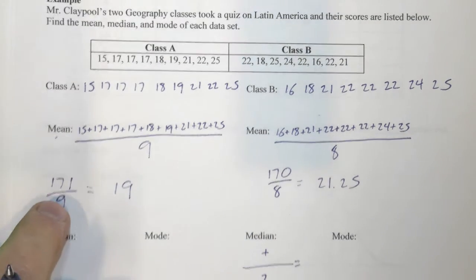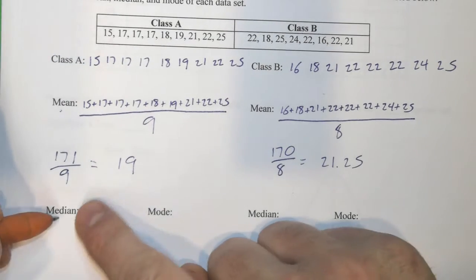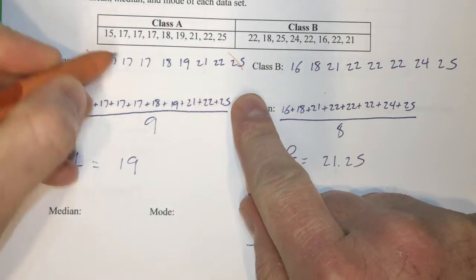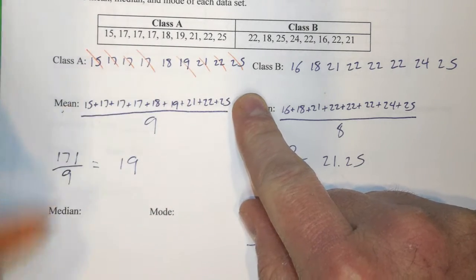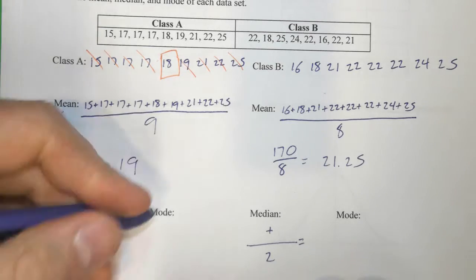Let's talk about median. Median is going to be the middle term. When you're looking for middle terms, this is why I like to write things down. What I do, very quickly and easily, is cross things off on the left and on the right, and I move my way towards the middle. And what I find is that there might be only one number left, and that number becomes my median.